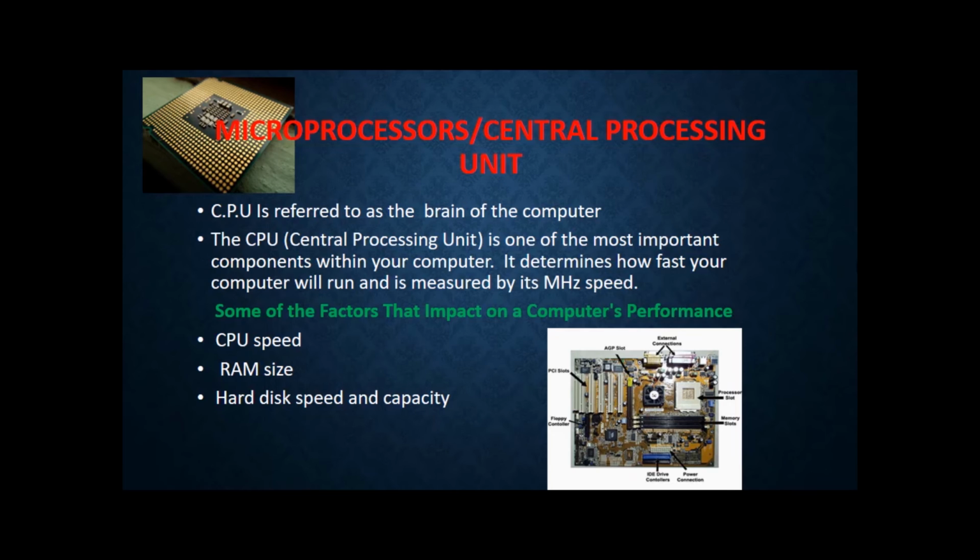Now, some of the factors that impact on a computer's performance include the CPU speed, the RAM size, or the hard disk speed and capacity. If it's fast, obviously it will work better, it will be more efficient. If the RAM size is large, it will work better than when the RAM size is small.